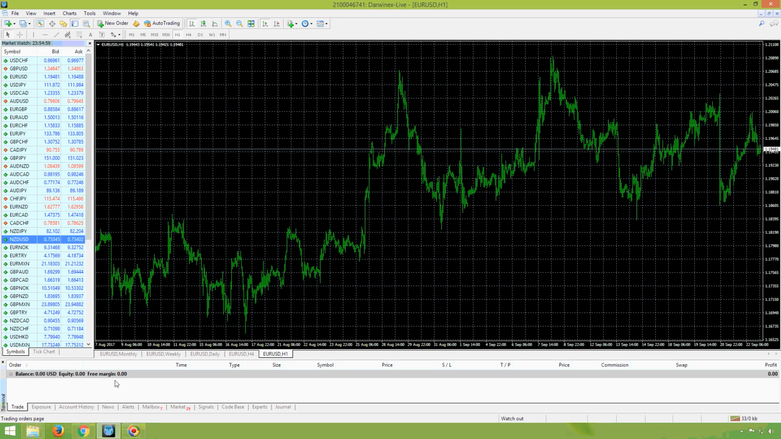But what's important to sum up is that from these three elements, the equity is the focus, not the balance. It shows you how much money you have in your pocket, namely in the trading account.